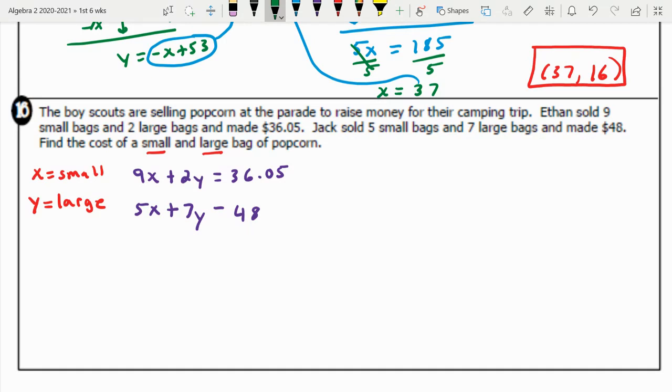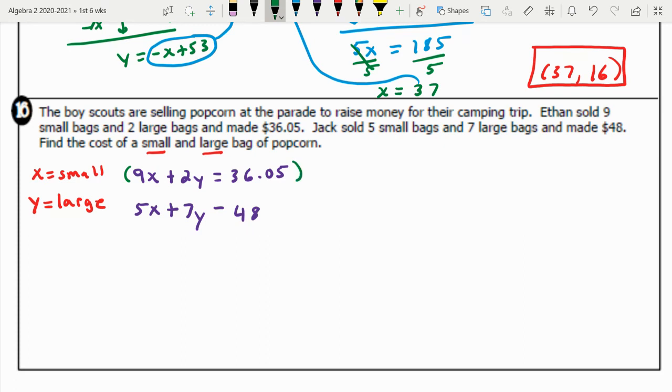The LCM there would be 14. That's the smallest number that both 2 and 7 divide into. 9 and 5 would be a bigger number. Let's stick with the smaller numbers. I like to anyway, but it can be done if you want to get rid of x's that badly. But let's do 14.